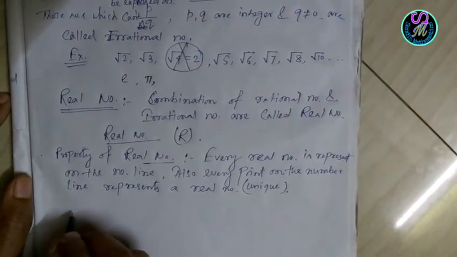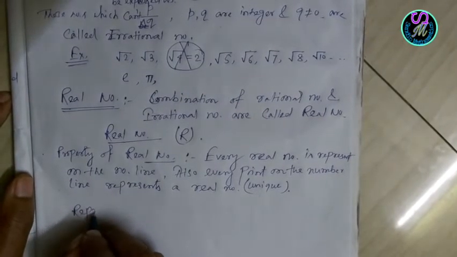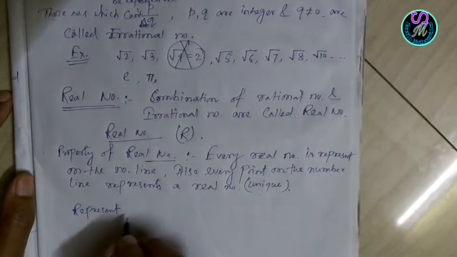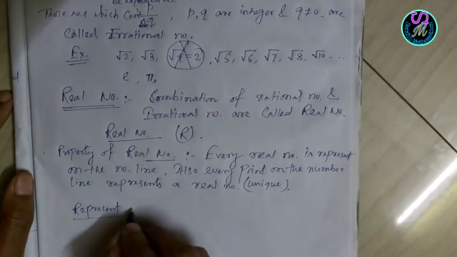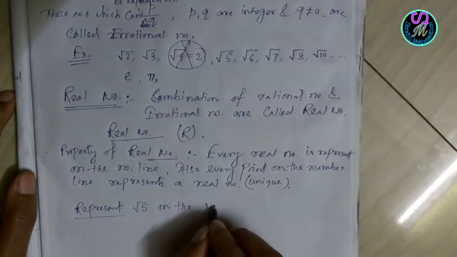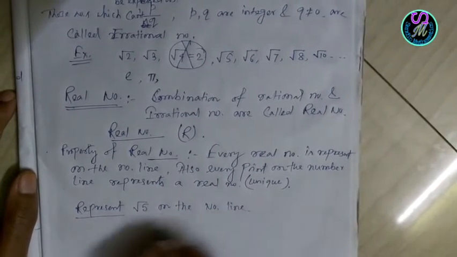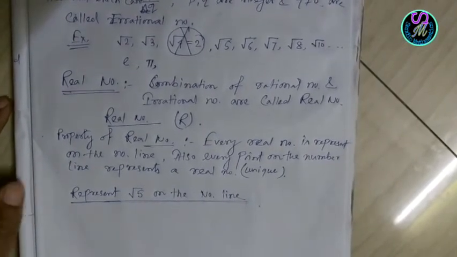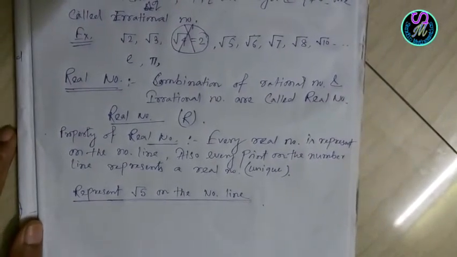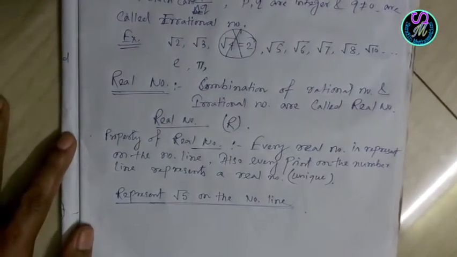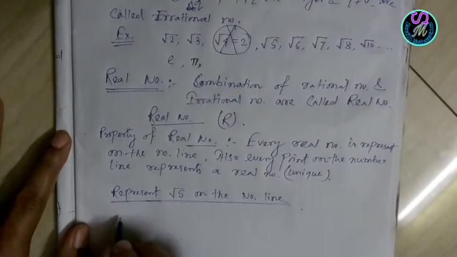Now we represent one rational number and one irrational number on the number line. Represent, suppose, root 5 on the number line, by using the compass and only a scale and pencil.